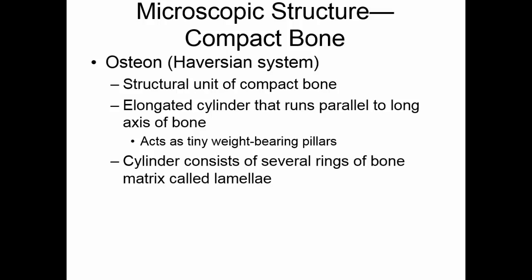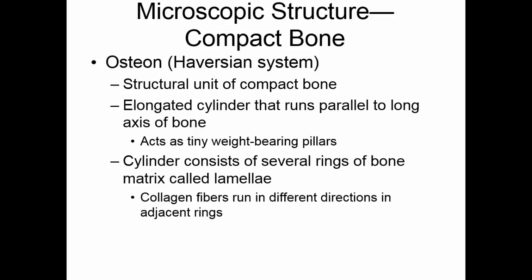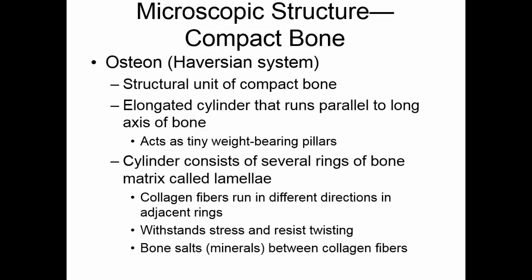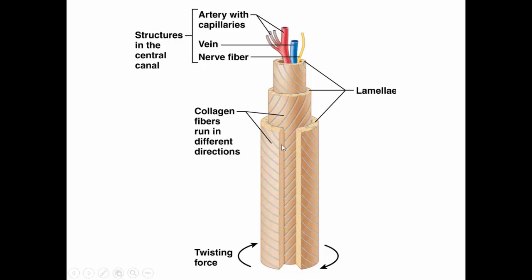Each ring is a lamella. Collagen fibers run in different directions in the adjacent rings. This allows the bone to withstand stress and resist twisting. Bone salts, the minerals, are in between the collagen fibers to give the bone its strength. So here is one osteon or Haversian system with 3 lamella. Here we see the blood vessels, but these are the collagen fibers that are running in different directions.